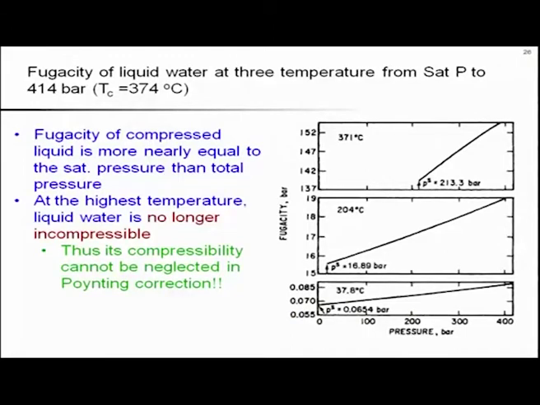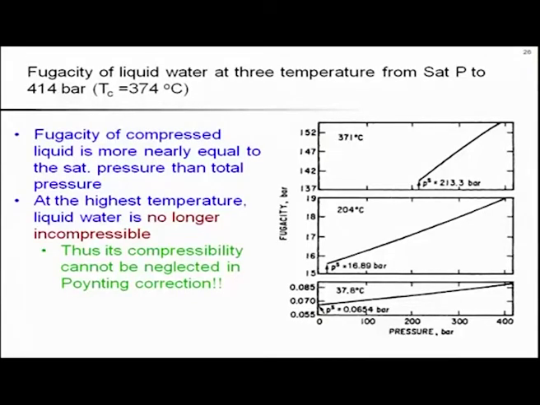Let me also try to give an example of a particular molecule. So let us consider liquid water. Here, what we are going to consider is basically 3 temperatures, which can show the breadth of the temperature from low temperature to temperature closer to the critical point. And let's see what kind of behavior for fugacity we have for water. Now Tc for water is 374 degrees Celsius, and we are varying pressure from saturation pressure to 414 bar.